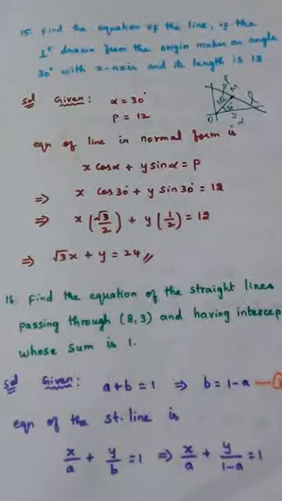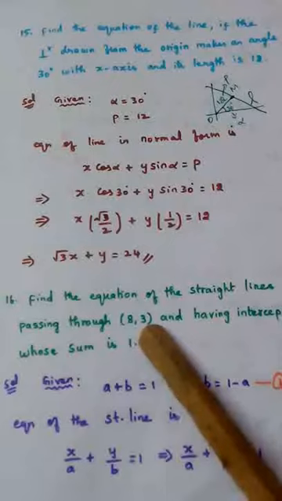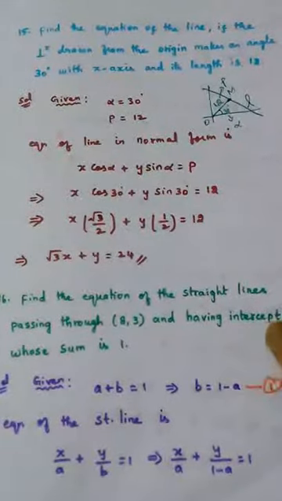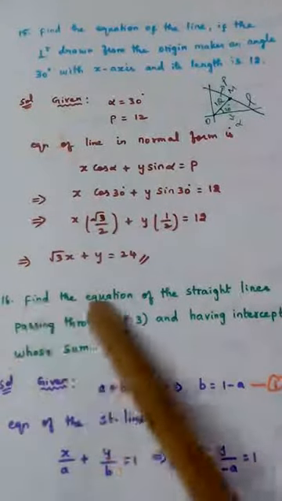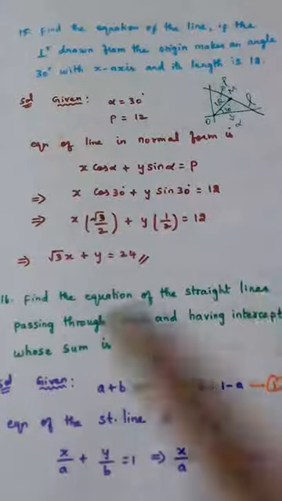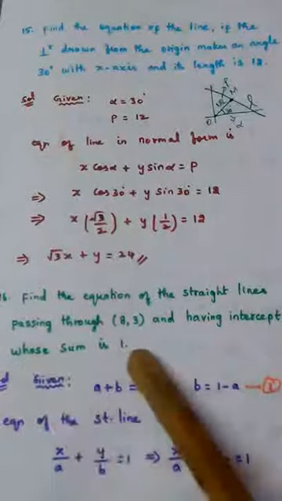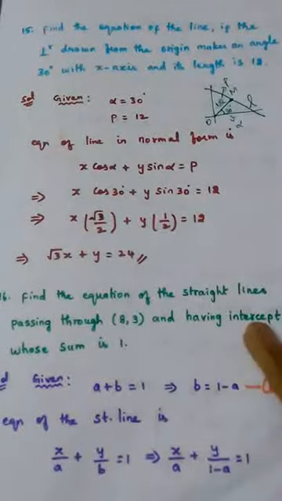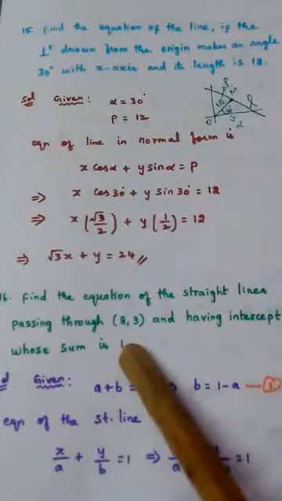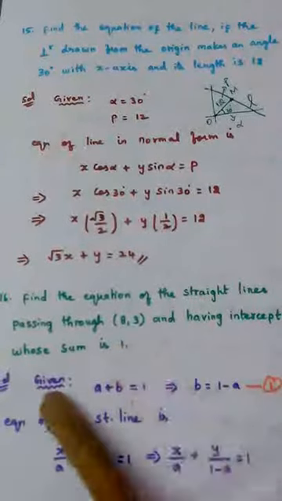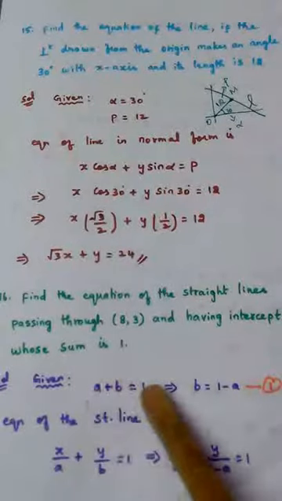Question number 16. Find the equation of the straight lines, plural form is given, passing through this point 8, 3 and having intercept whose sum is 1. What is the meaning? Intercept means two intercepts are there, x-intercept, y-intercept. Whose sum is 1 means when we add the two intercepts, answer is 1. That is what they have given. So given A is called x-intercept, B is called y-intercept. If we add the two intercepts, answer is 1. This is given to us.